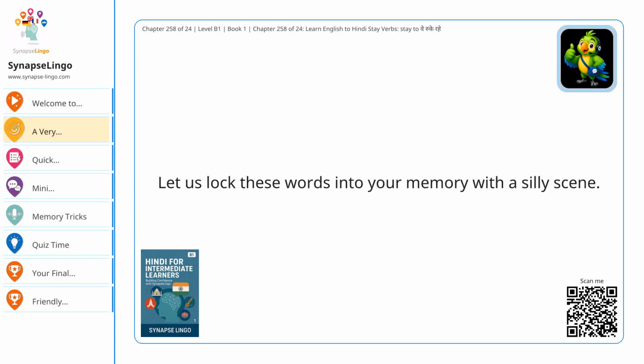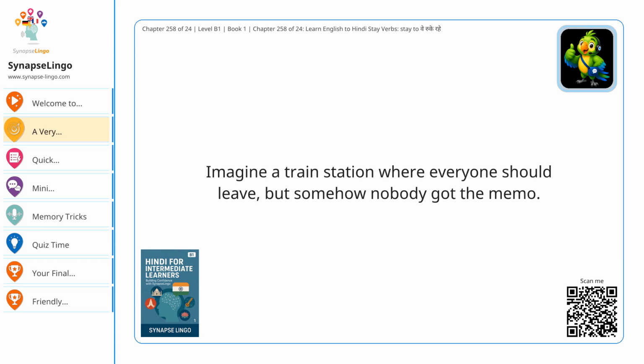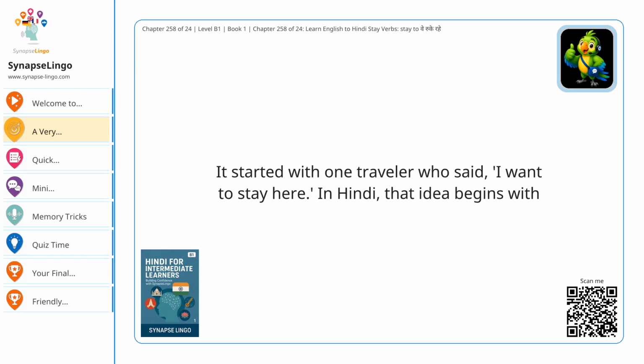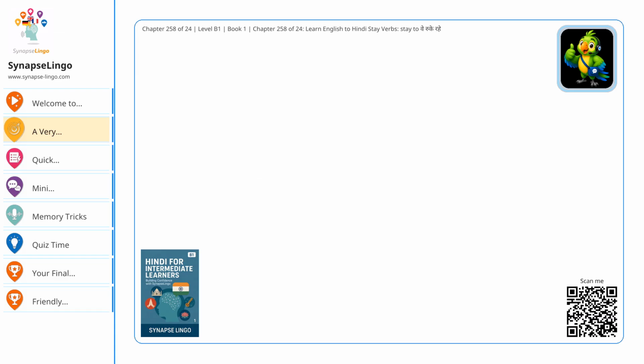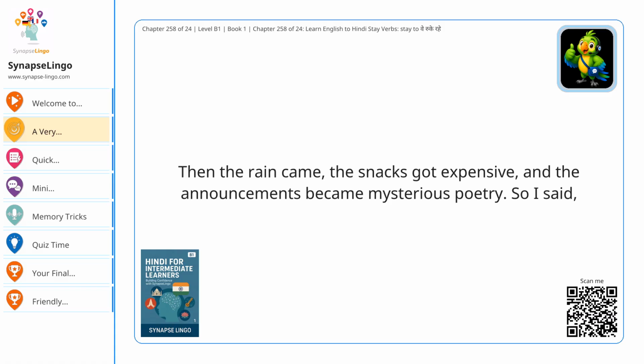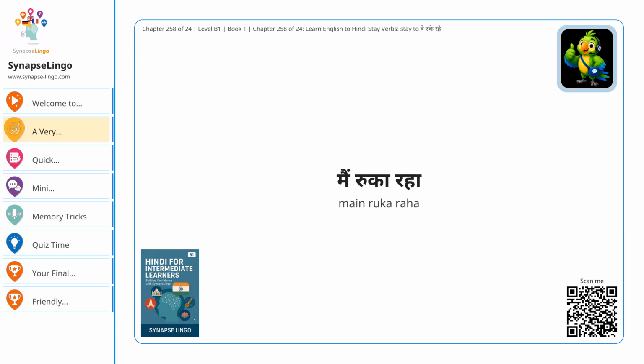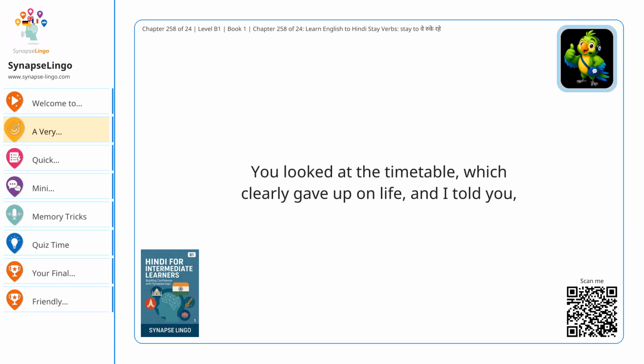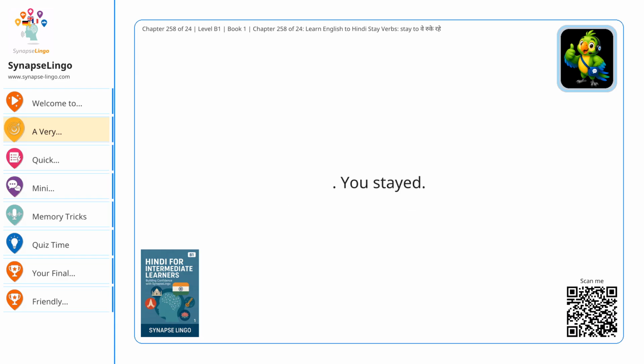A very sticky story. Let us lock these words into your memory with a silly scene. Imagine a train station where everyone should leave, but somehow nobody got the memo. It started with one traveler who said, I want to stay here. In Hindi, that idea begins with रहना. Then the rain came, the snacks got expensive, and the announcements became mysterious poetry. So I said, मैं रुका रहा. I stayed. You looked at the timetable, which clearly gave up on life, and I told you. तुम रुके रहे. You stayed.